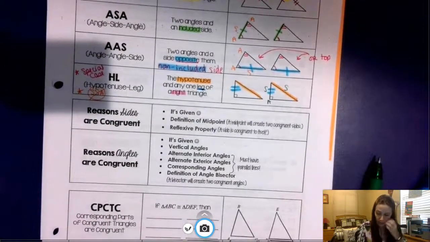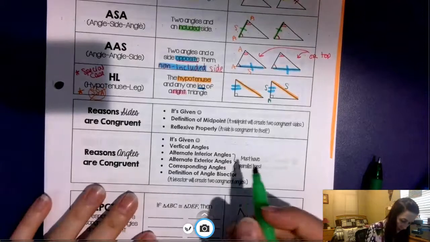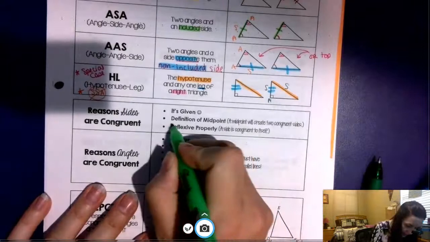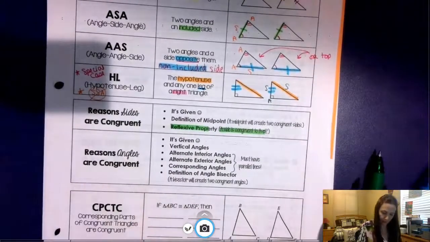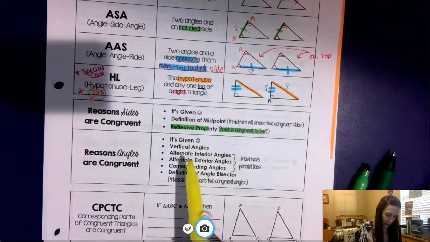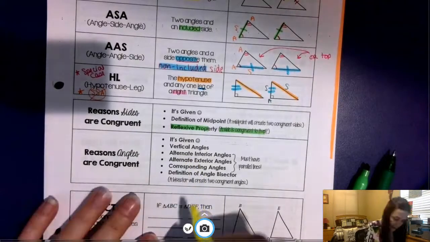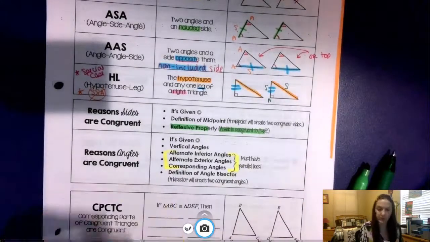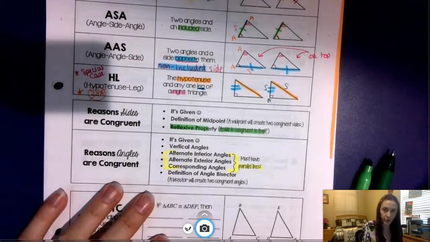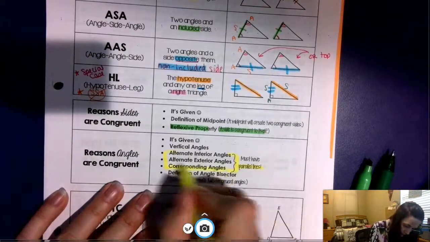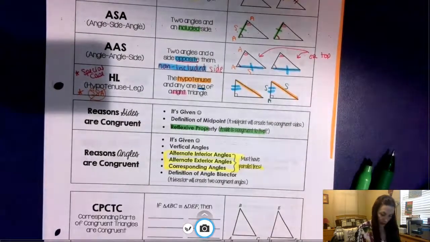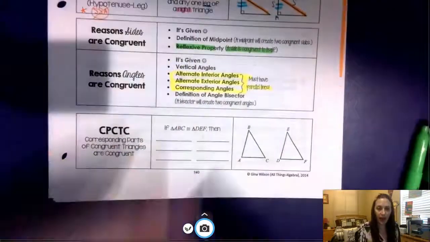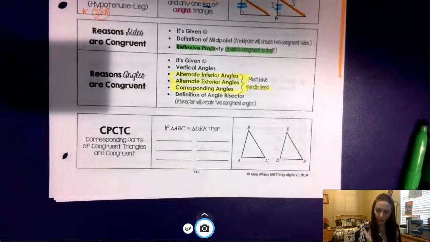Reasons sides are congruent. Here are reasons that we've used before. Given, definition of midpoint. Reflexive property is one that's going to start coming up a little bit more frequently. Given, vertical angles. These will start coming up more frequently as well. Remember, those were the ones that we did when we have parallel lines cut by a transversal. Definition of angle bisector. And we will start using CPCTC after we say triangles are congruent at some point.